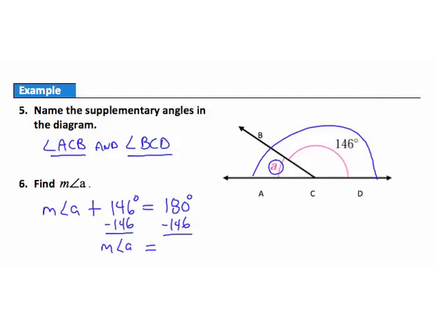On the right side, I have 180 degrees minus 146, so I'm going to do some subtraction. 6 from 0, I can't do it, so I would borrow from the 8, which makes it a 7. Makes that 1 a 10. 10 minus 6 is 4. 7 minus 4 is 3. 1 minus 1 is 0. So it looks like I'm going to get 34 degrees for the measure of angle A.